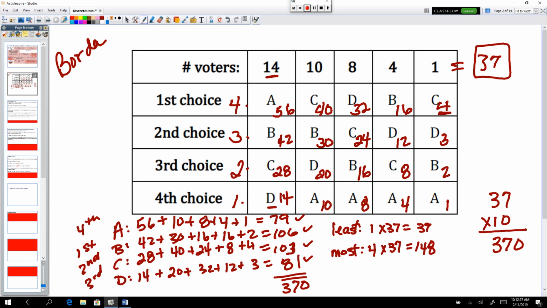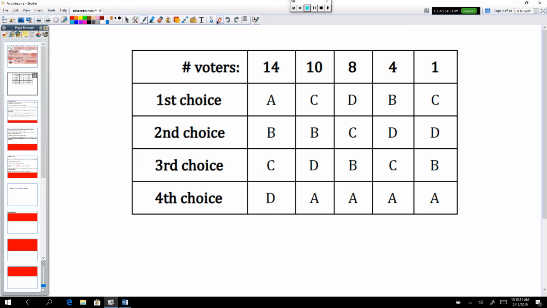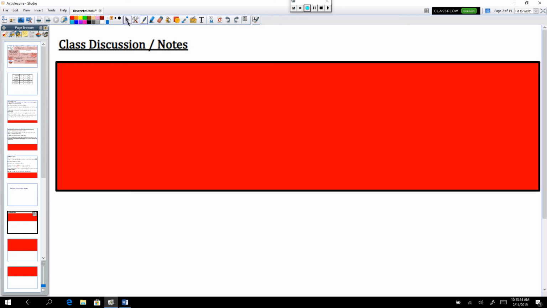That's method number two. So the first method was just plurality, just the most first place votes. And then we looked at whether or not that was a majority. The second method was Borda count. And now we will clear the board and we will do the third method. This third method is called plurality with elimination.